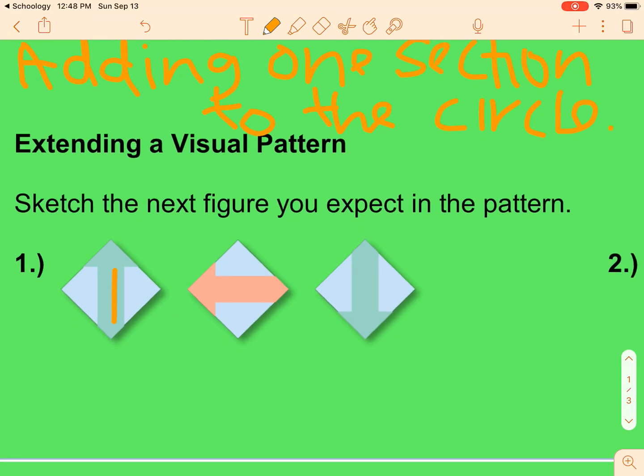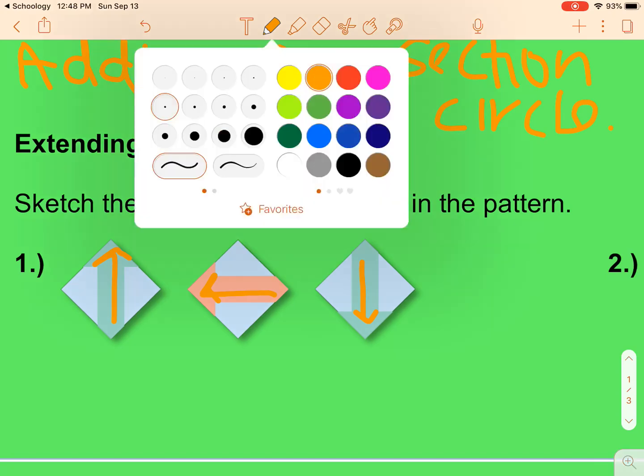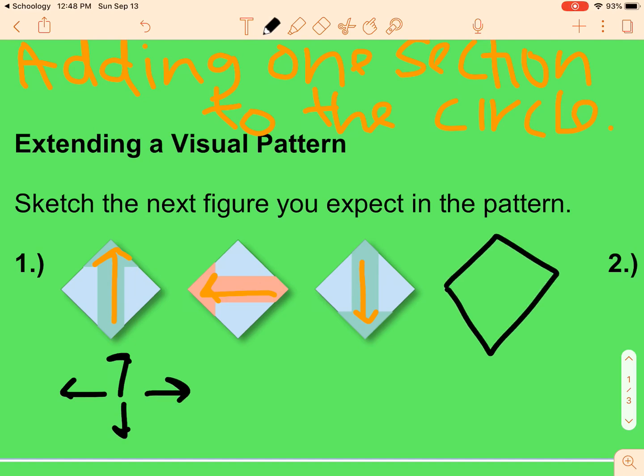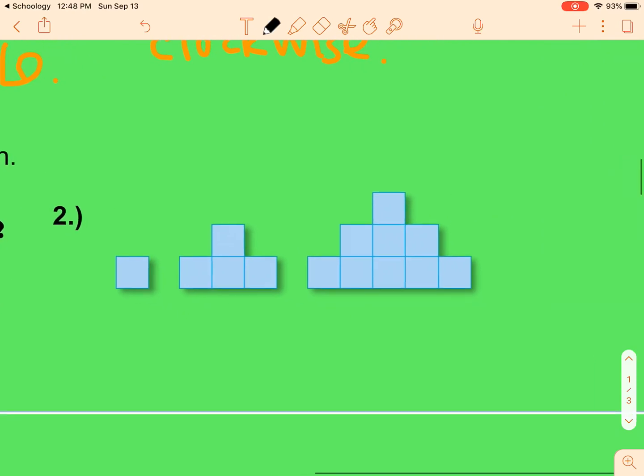So I see a pattern going up and then to the left and then down. What would our next figure in this pattern be if we were to guess? You're right, it went up and then it went left and then it went down. I would say our next one would be going to the right. So go ahead and do your best to draw an arrow to the right. Then you can color it in, make it look all pretty. Awesome. Alright, the next one.